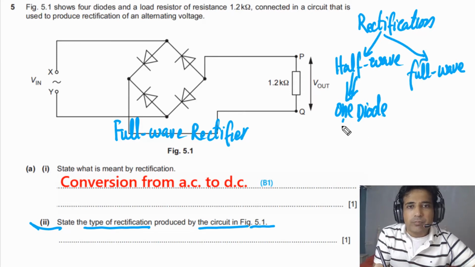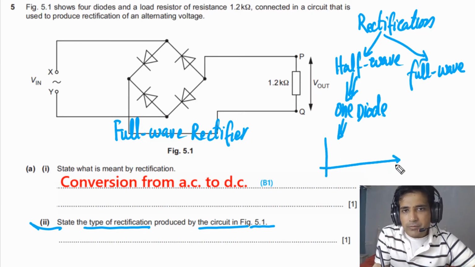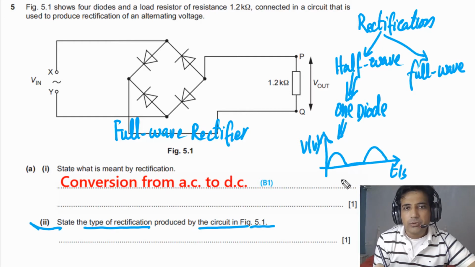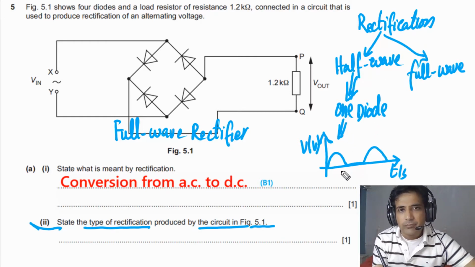And for half wave rectification, if we draw the curve of voltage against time, with time on the x-axis, we will get this half cycle where there is voltage across the load resistor, and for the other half of the cycle there will be no voltage across the load resistor. So this is the shape of half wave rectification.